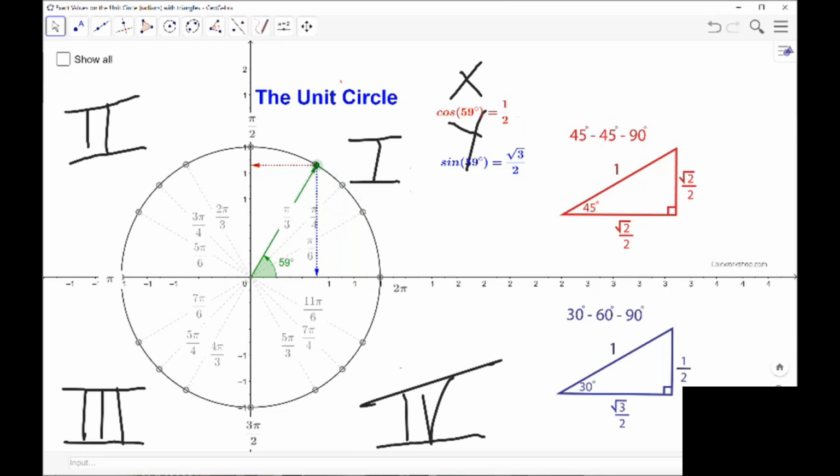Making our way to the 60-degree angle. The x coordinate would be 1/2. The y coordinate would be square root of 3 over 2. So the cosine of 60 will be 1/2. The sine of 60 will be root 3 over 2.